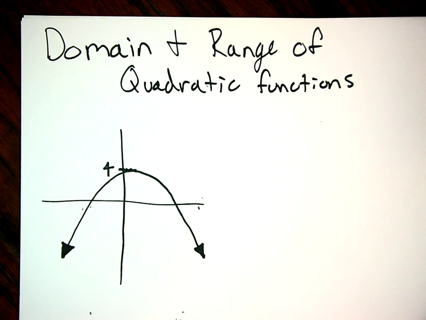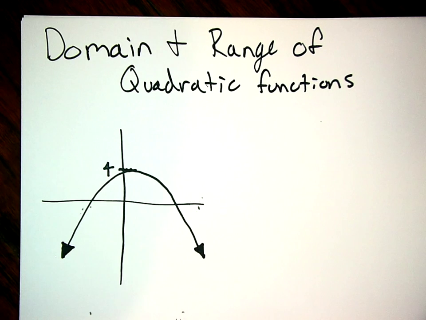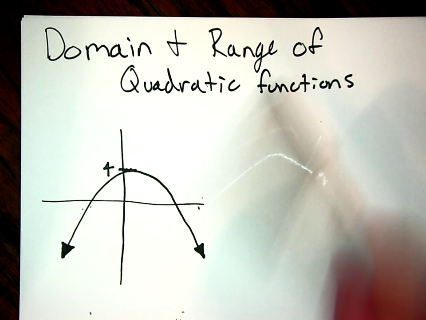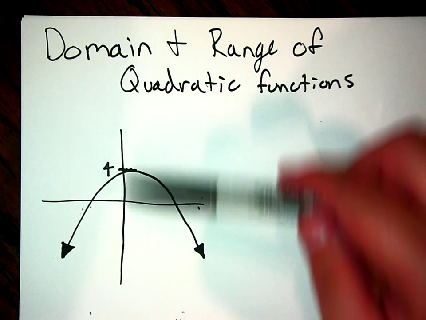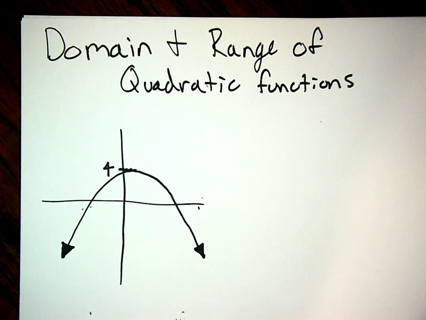Well, the domain refers to all possible x values a function can contain. So any x I can put into this function and get something out that is in the domain. Okay, and the range is going to be all possible y values, meaning any y value that comes out of that function is part of my range.